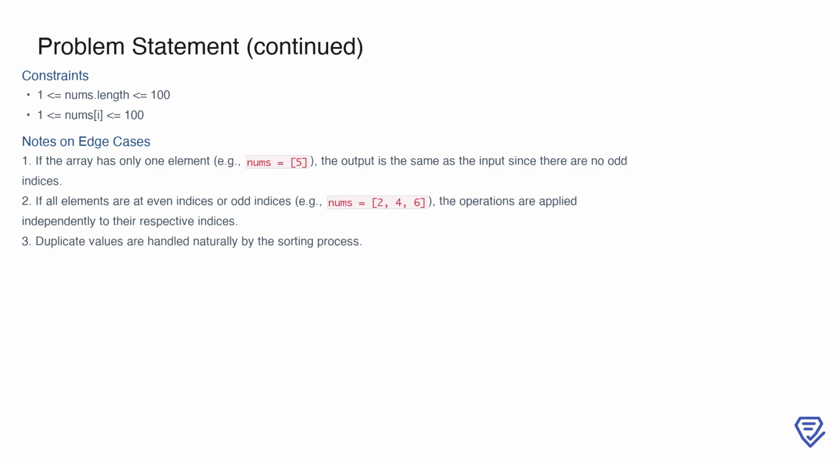If all elements fall under either even or odd indices, like in the case of nums equals 2, 4, 6, the sorting is applied only to the respective group of indices. Additionally, duplicate values are managed naturally by the sorting process, so you don't need to handle them separately. These constraints and edge cases help ensure the problem is well-defined and manageable.